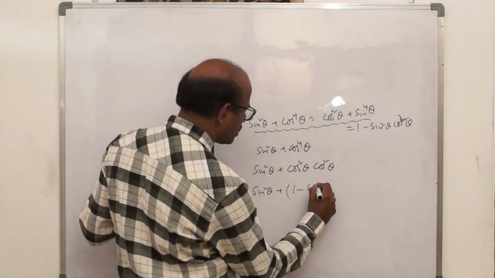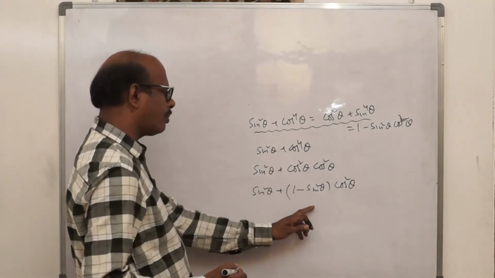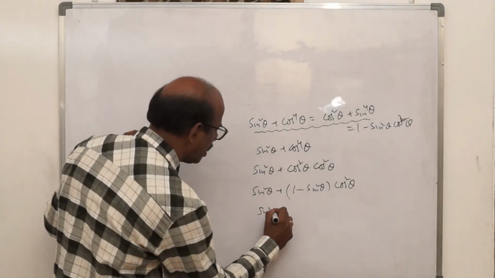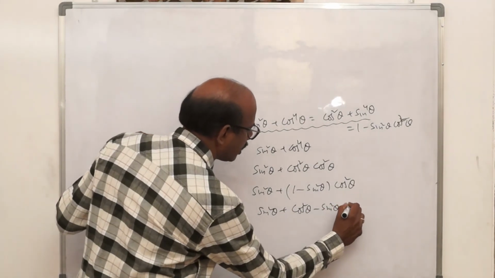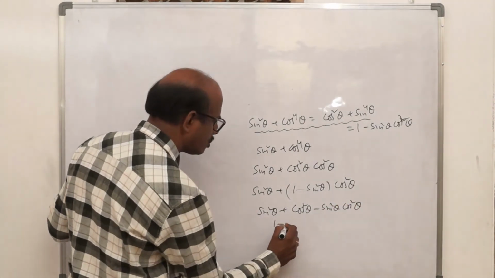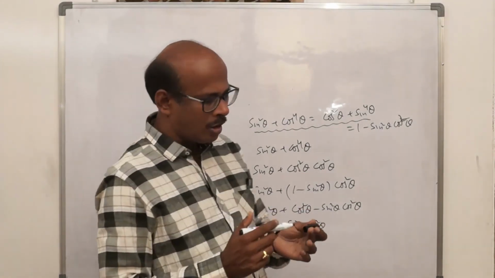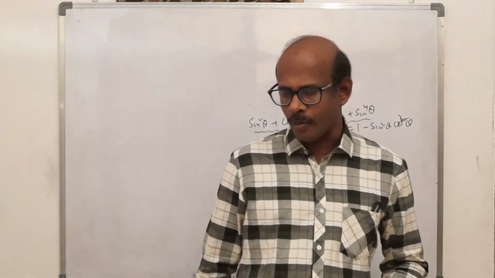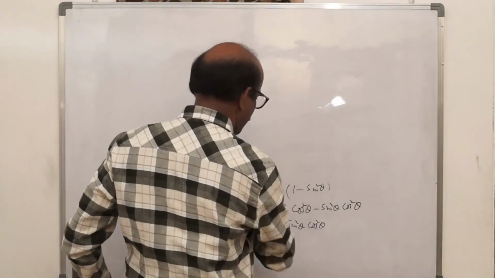Cos square is 1 minus sin square, multiplied by cos square. Cos square is 1 minus sin square. Now again multiply by sin square and distribute the bracket. Sin square cos square, it will be 1. So 1 minus sin square cos square. Like this, many more frequently used results can be determined by simple mathematical algebraic operations.